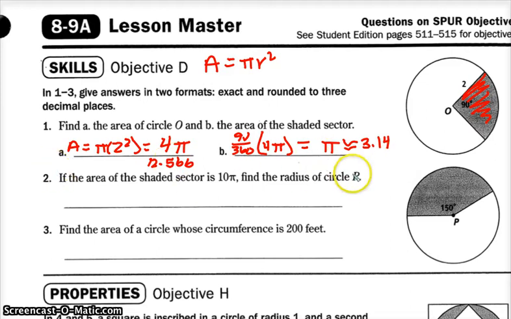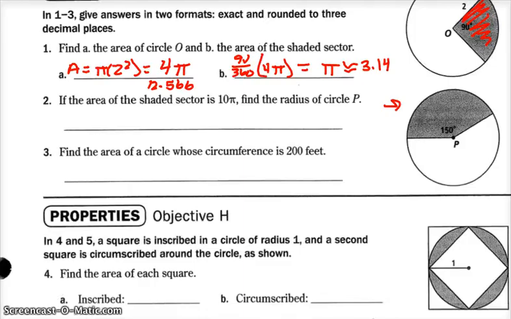Alright, for question number 2, we're going to refer to circle P over here. It says if the area of the shaded sector is 10 pi, find the radius of the circle. So we know the area of the shaded sector, we need to work backwards to find the radius. Let's plug all the information that I know into the formula. I've got 150 over 360 multiplied by pi r squared, and that equals 10 pi.